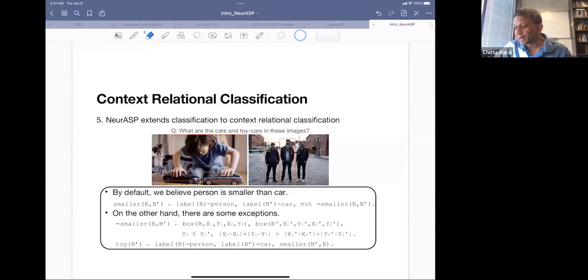I mean, in this case, the cars are closer to the viewer and yet smaller. So definitely they're smaller than the person. So they're toy cars. Here, the cars are farther. So even though they are smaller, we cannot conclude they are toy cars. So by default, probably we conclude they're regular cars or something. Right.